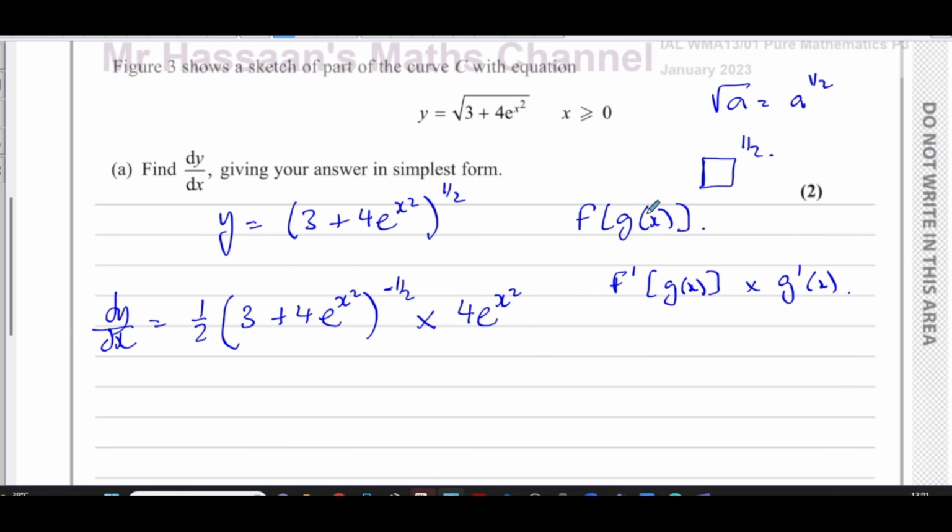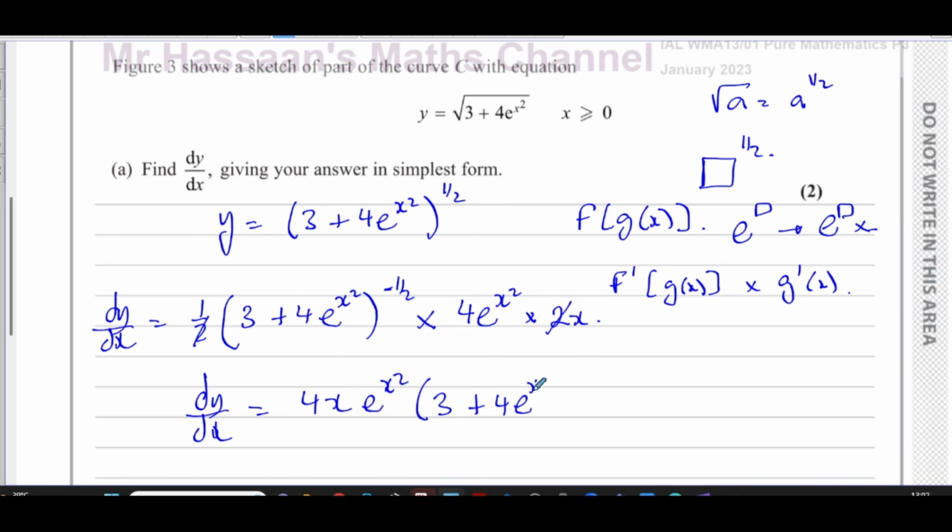So you have another situation like this: a function inside the function. The main function this time is e to the power of something, which just stays the same when you differentiate it. But then you have to multiply by the differential of what's inside the function. The differential of x squared is 2x. So you've got a half times 2x, and those cancel out. So dy/dx is going to be 4 times x times e to the power of x squared times the bracket 3 plus 4e to the power of x squared, to the power of negative a half.